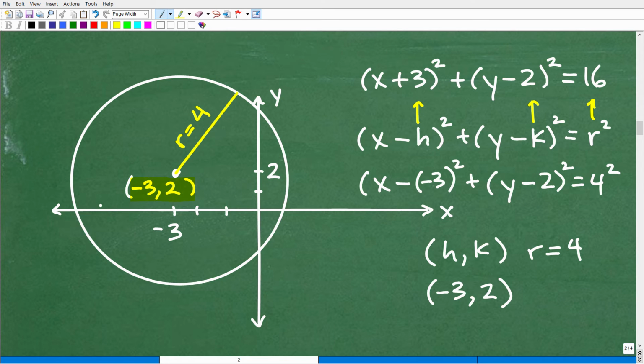And when you're doing these sketches, you don't have to be perfect, not at all. You don't have to use graph paper and a compass and whatnot. That's nice, but that takes too much time.